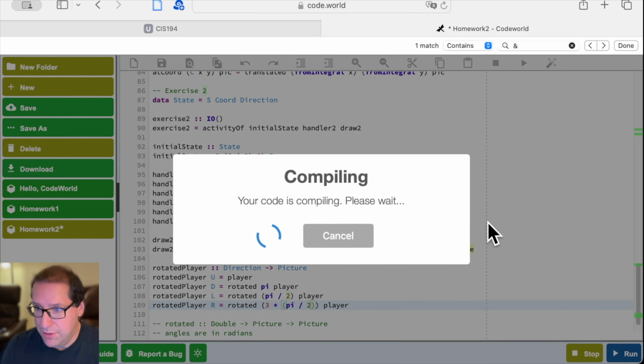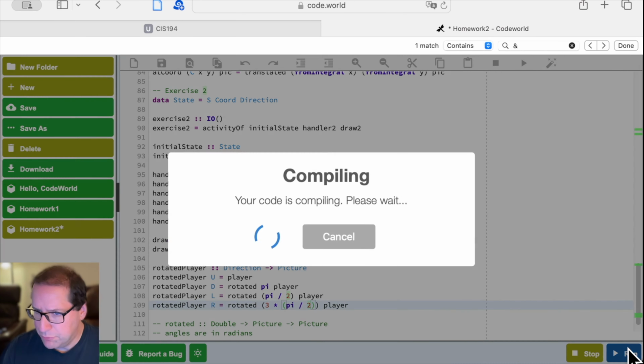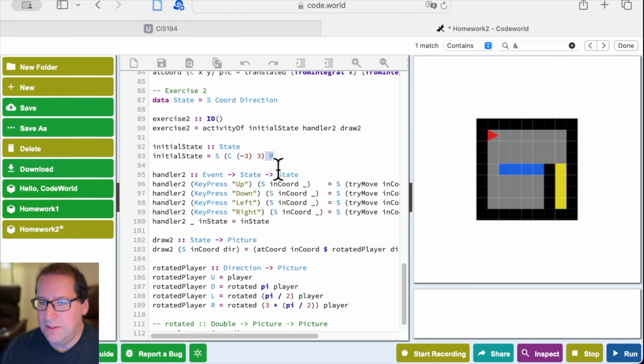Let's see if this works. Look at that. And you'll notice, let me stop and run that again for you. You'll notice we said that our initial state was pointing right, and there it is. It's pointing to the right. So that is exercise 2 of homework 2.